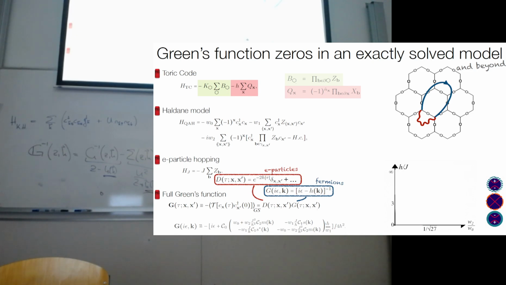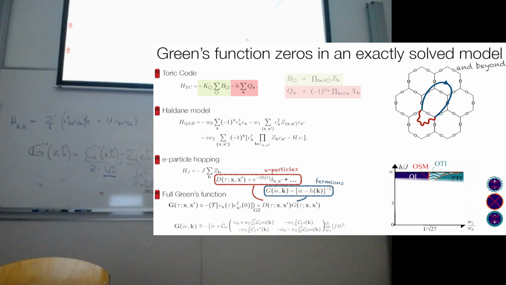Here we have h over J. h was the energetic price for an E-particle, and J was its kinetic energy, the hopping of the E-particle, on this axis. And then here we consider W2 over W0. So we solved the model so far at h over J equal to infinity, in perturbation above this limit. At infinity, there are Green's function zeros, but they're independent of the values of W2 over W0. They're non-dispersive, so they cannot be topological Green's function zeros.